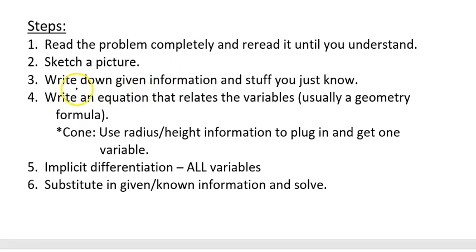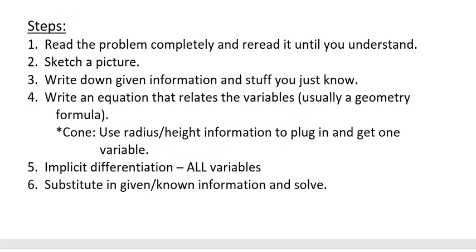The third thing that we want to do, and it's really important and I always do it, is to write down our given information and stuff you just know. Sometimes you just know things, and you'll see that as we come up on problems. And the fourth is to write an equation that relates the variables. Occasionally they'll give it to you, but most of the time they don't. And this is why I went over all those geometry formulas. Most of the time you're going to have to figure out which one to use. They do throw trig in and things like that. And the last example I have on this for us to do does have trig in it.